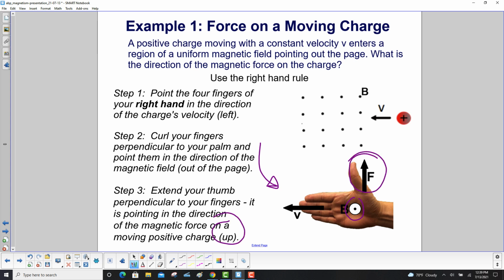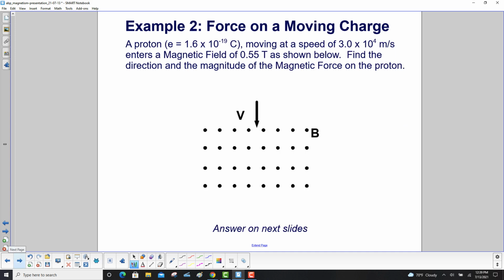Answer is up. A proton with a charge of 1.6 times 10 to the minus 19th coulombs, that's the elementary charge e, moving at a speed of 3 times 10 to the 4th meters per second, enters a magnetic field of 0.55 Tesla as shown here. Find the direction and the magnitude of the magnetic force on the proton.